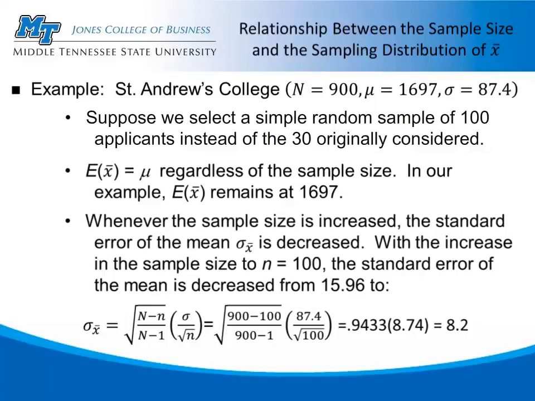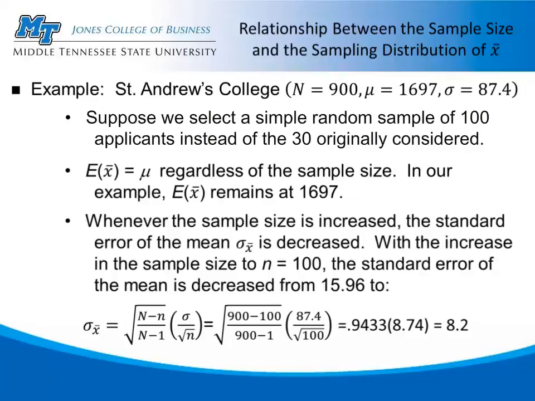Now the second part of the problem is a what-if situation. We have this population of 900. The mean is 1697. These are for the SAT scores. And the standard deviation is 87.4. But suppose we had taken a random sample of 100 instead of 30. That's going to make the formula different for the standard deviation of the sample mean.